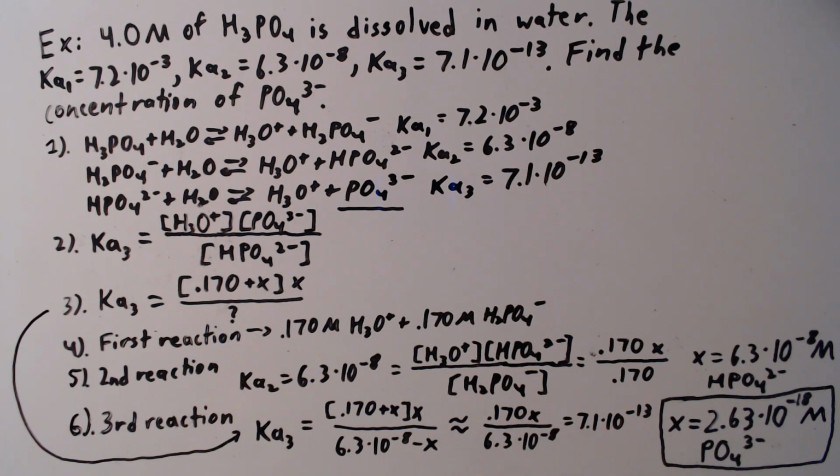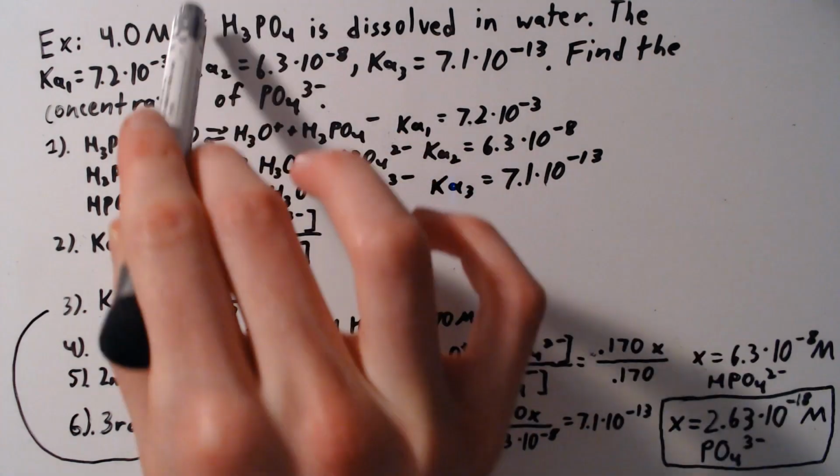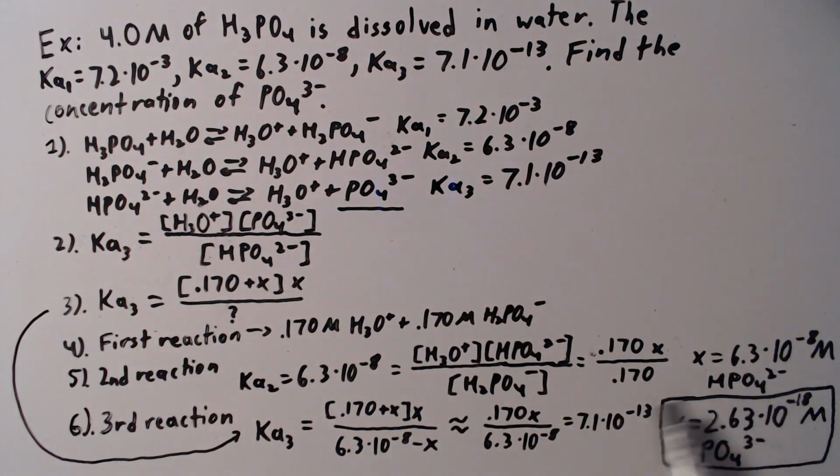We know that this Ka3 is 7.1 times 10 to the negative 13th, which equals 0.170x over 6.3 times 10 to the negative 8th. We just solve for x. And in the end, after solving this, we get x to be 2.63 times 10 to the negative 18 molar of PO4 ion. So you can see that very little of this ion is actually produced, but we needed to find how much at least is produced. So using some of our approximations and strategies, we could find the PO4 concentration for this polyprotic acid, the anion concentration in the third reaction.